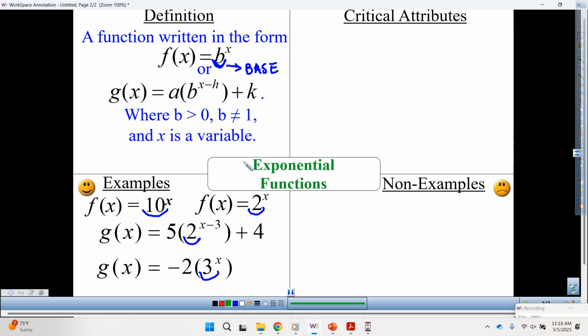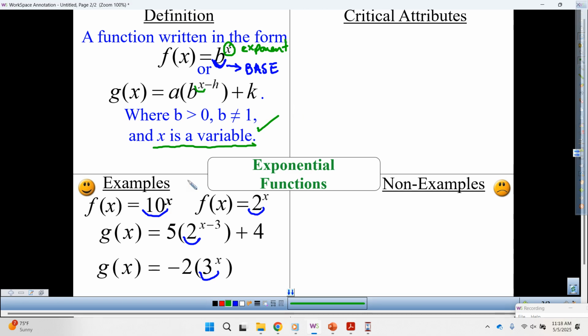What else does the definition say? It says that x is a variable. Circle the x, and that's known as the exponent. So what are we saying? That the exponent has to be a what? A variable. The exponent has to be a variable.